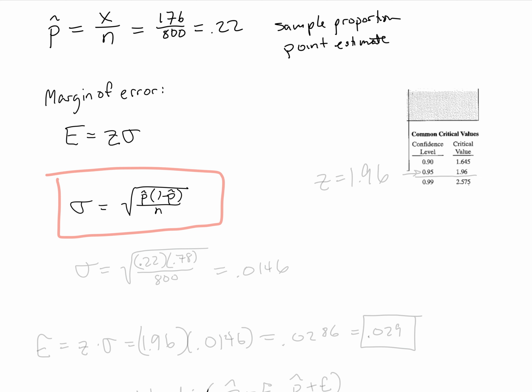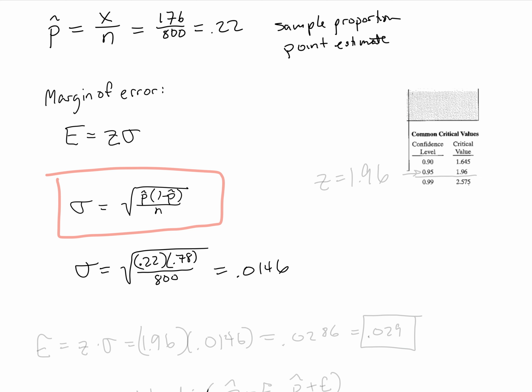So let's calculate this in this case. That means that sigma is equal to the square root of 0.22 times 1 minus 0.22, that's 0.78, divided by the number of people in the sample, that was 800. And then we can calculate that value, and we'll find that that is 0.0146. So that is sigma. We still need to find z, the z-score that separates the, in this case, 95% in the middle from the rest of the data, and that's based on the confidence level, 0.95.